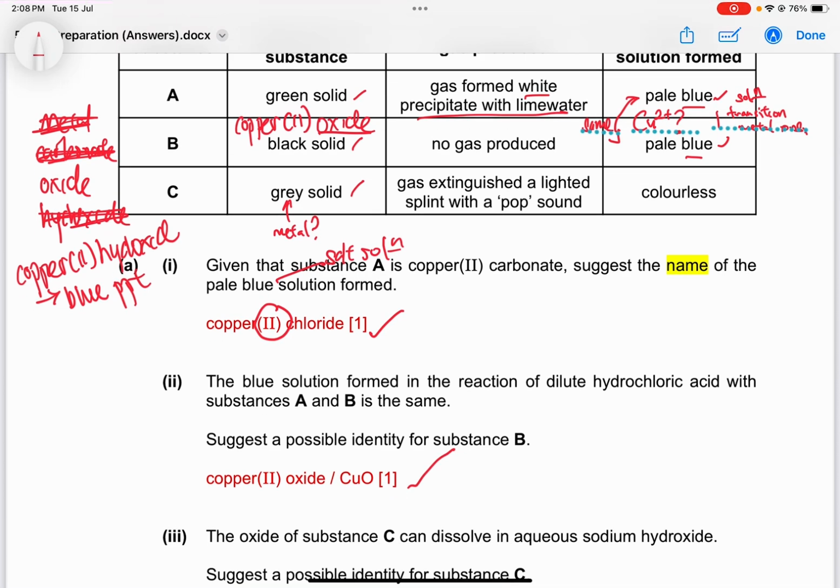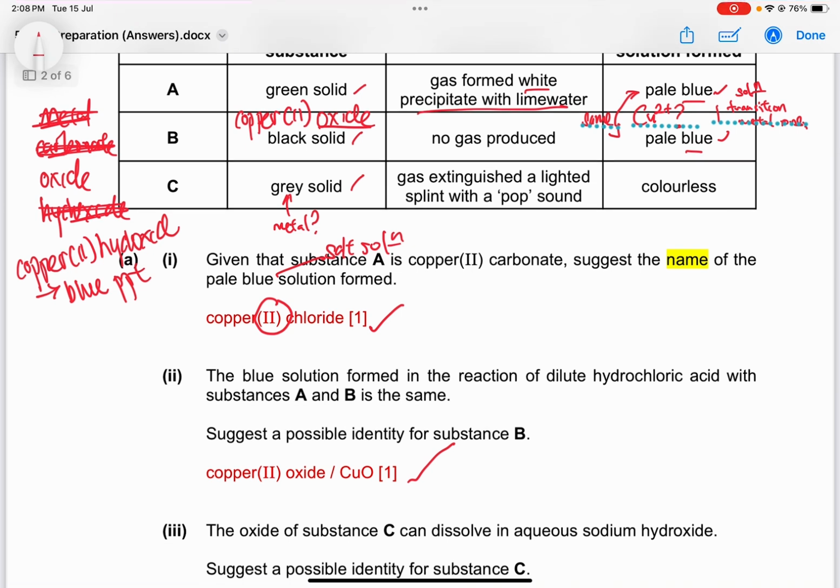Oxide of substance C can dissolve in aqueous sodium hydroxide. Suggest a possible identity for substance C. So I know that C is a metal, and its oxide can dissolve in aqueous sodium hydroxide. So actually, for it to be able to dissolve in aqueous sodium hydroxide, it means that it can react with alkali. Okay, I know C is a grey solid. I know C is a metal. So I know that C has a metal oxide.